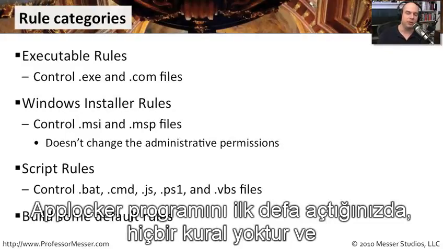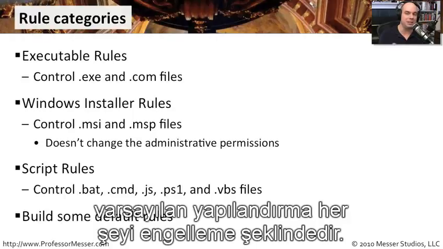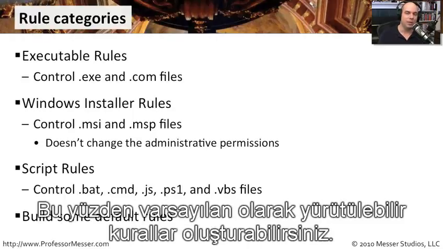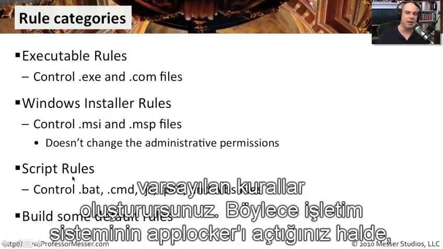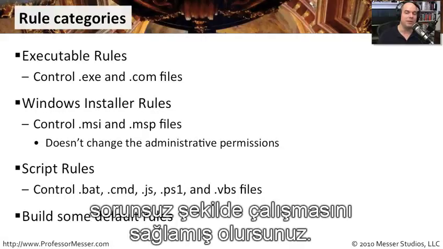When you turn on AppLocker for the first time, there's no rules in there, and the default configuration is to block everything. So one thing that you can do is go into executable rules, and you can create some default rules. Go into your installer rules, create some defaults, and script rules and create some defaults. And once you've done that, you now can make sure that the operating system will continue to run properly, even though you've turned on AppLocker.